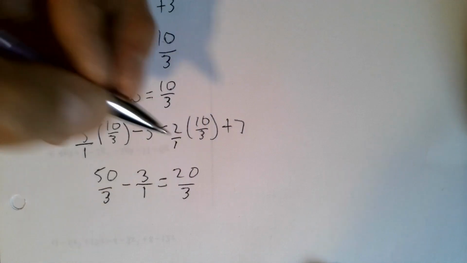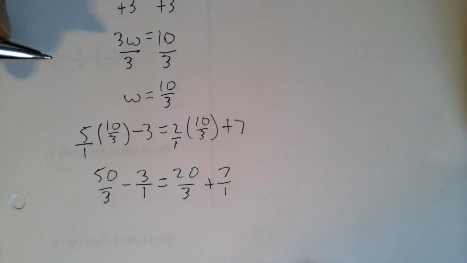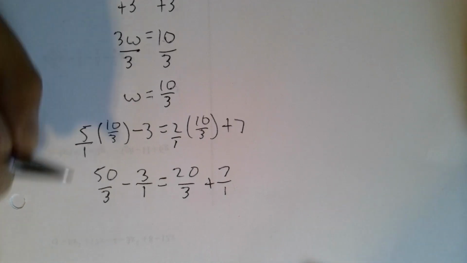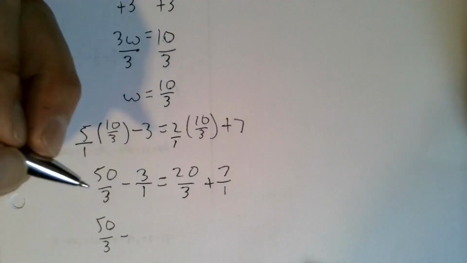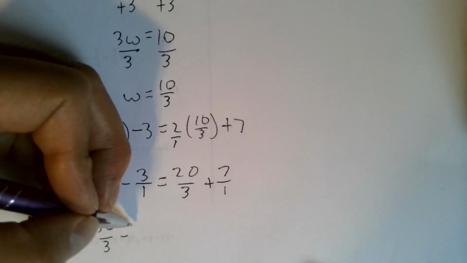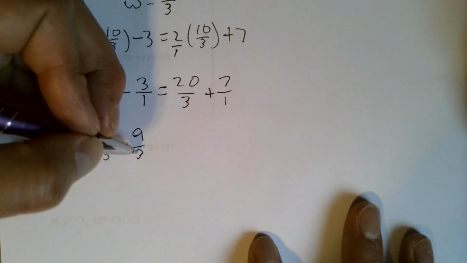Plus 7 over 1. Okay, and now I'm going to want common denominators of 3 on both sides, so I can do that adding and subtracting. So 50 over 3. I'm going to multiply top and bottom here by 3, so that's going to give me 9 over 3. Push that up a bit there. Oops.